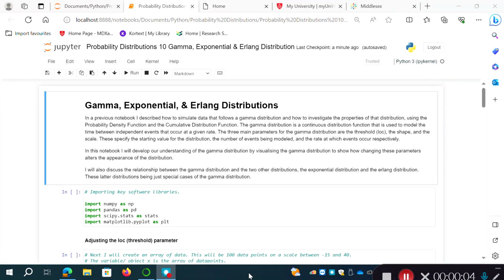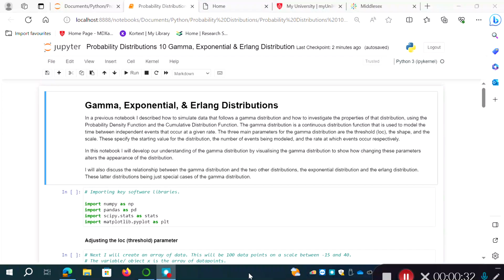So I'm filming another probability distribution video, and in this video, I'm going to talk about the gamma distribution again, but also the relationship between that and the exponential and the Erlang distributions, which are just special cases of the gamma distribution. So I'm filming this particular video in my office at work, and there's quite a lot of background noise, so hopefully that won't disturb this video too much, but I will persevere regardless.